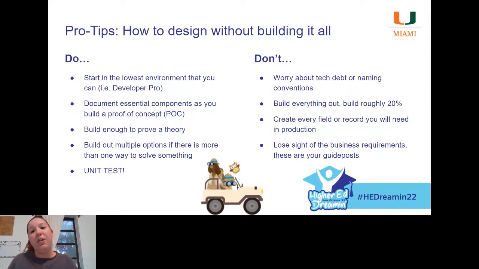Don't build everything out. Build roughly 20%. Like I said before, build enough to prove a theory, not every single field or record that you're going to need in production. And don't lose sight of your business requirements. These are your guideposts. This is your goal, the dream. So don't lose sight of them.